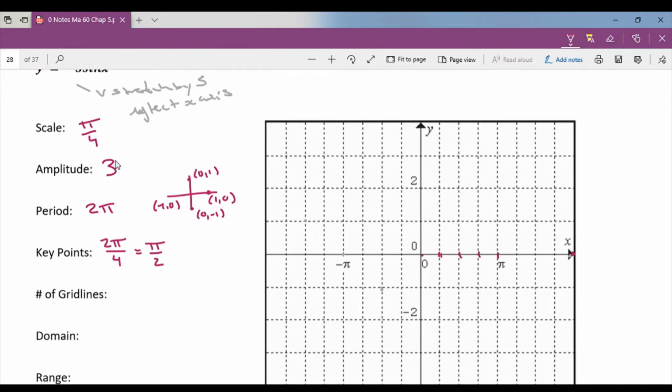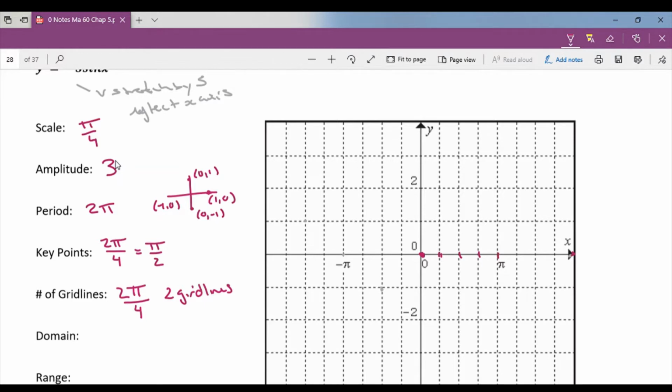So what we want to look at is how often our key points are going to happen. Well, if our grid lines are each worth pi by 4, then every 2 grid lines you are going to have a key point. So what does that mean? Well, when I graph, I'm going to look back at the fact that this is a sine graph, and I'm going to start at 0, 0. Then I'm going to know that every 2 grid lines, I'm going to have a key point.